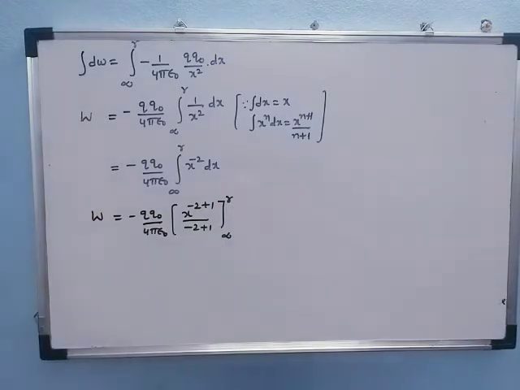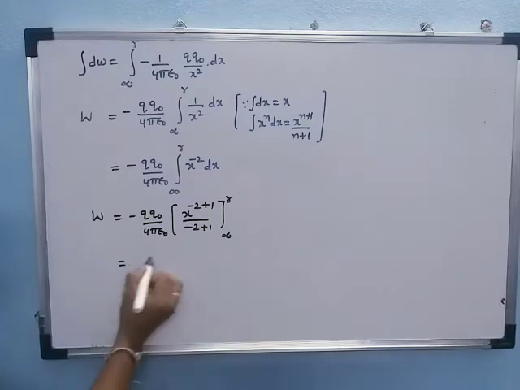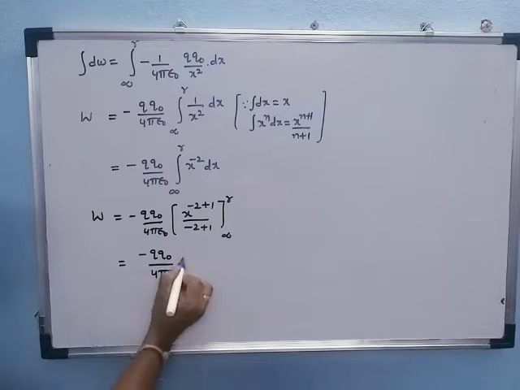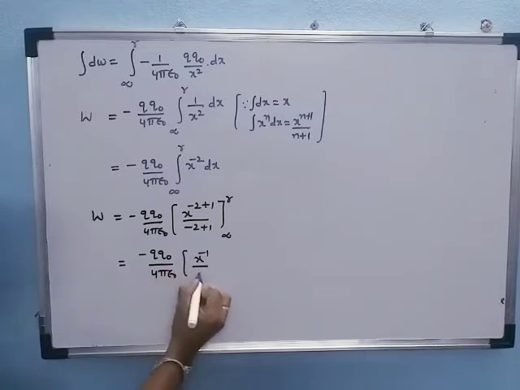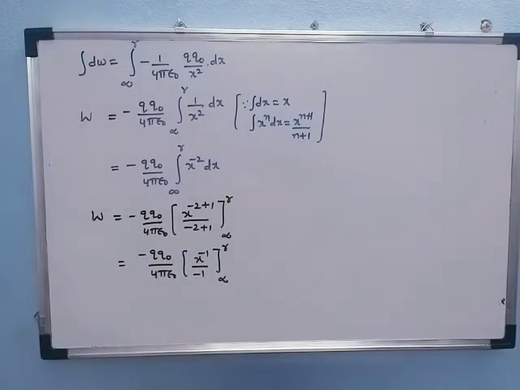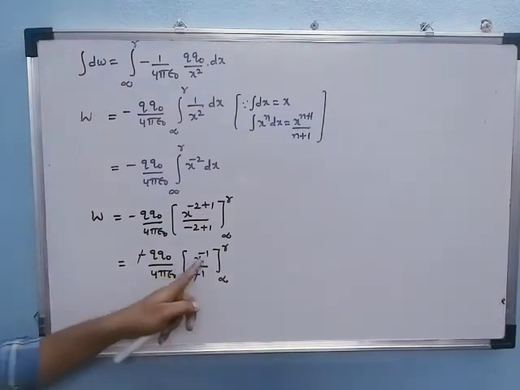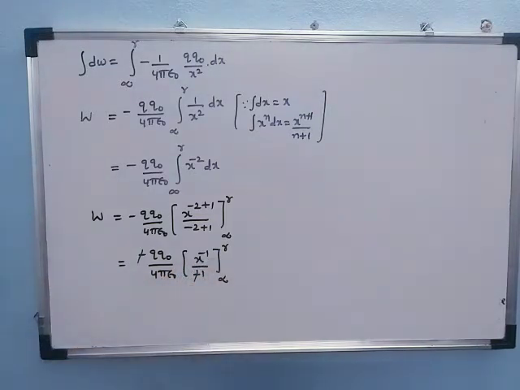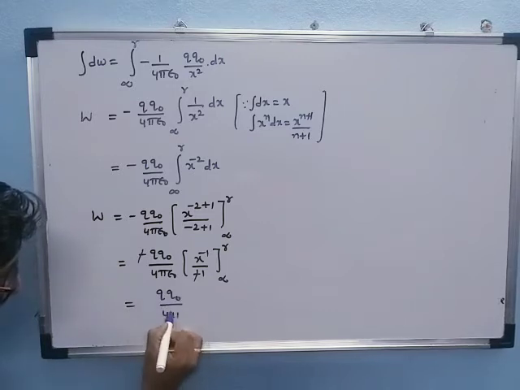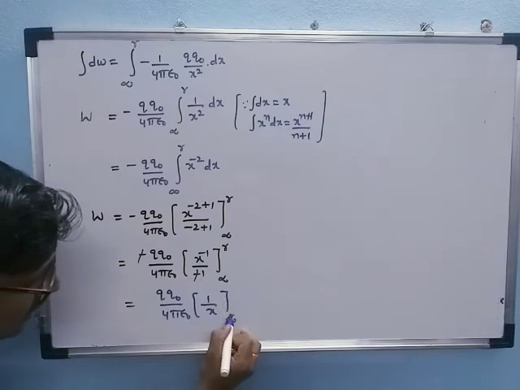This is the work done. Minus 2 plus 1, how much is that? It is minus 1. So minus q naught by 4 pi epsilon naught into x to the power of minus 1 by minus 1, from infinity to r. Here this minus and this minus get cancelled, and x to the power of minus 1 is taken to the denominator. See what we get: q naught by 4 pi epsilon naught into 1 by x, from infinity to r.